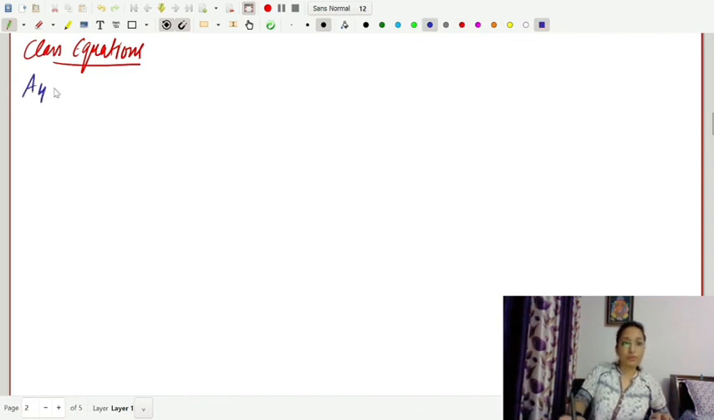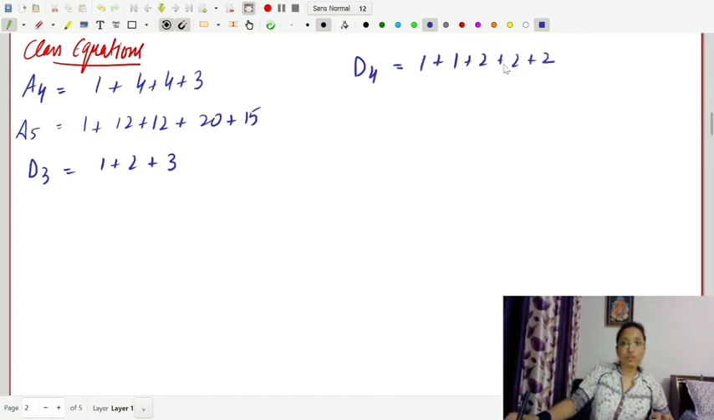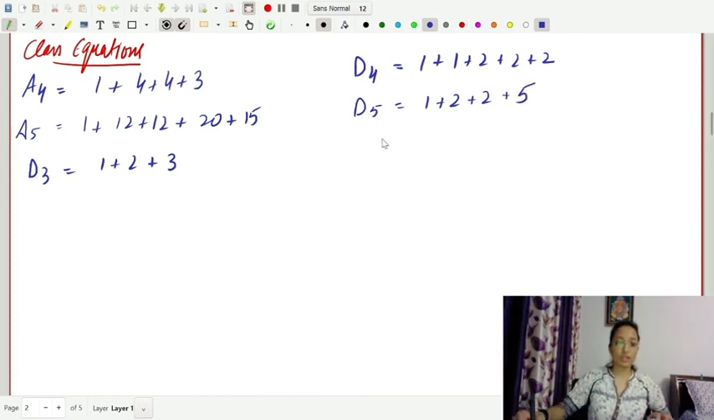For A4, 1 plus 4 plus 4 plus 3. A5, 1 plus 12 plus 12 plus 20 plus 15. D3, 1 plus 2 plus 3. D4, 1 plus 1 plus 2 plus 2 plus 2. You can also use the formula which I have given for Dn groups. D5, 1 plus 2 plus 2 plus 5. Q8, the quaternion group, 1 plus 1 plus 2 plus 2 plus 2.